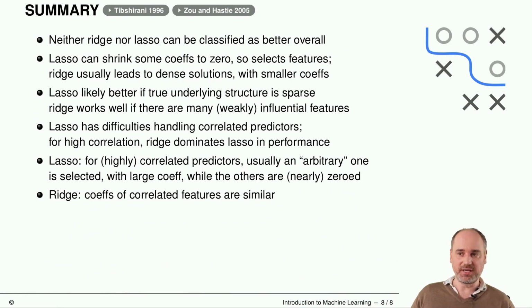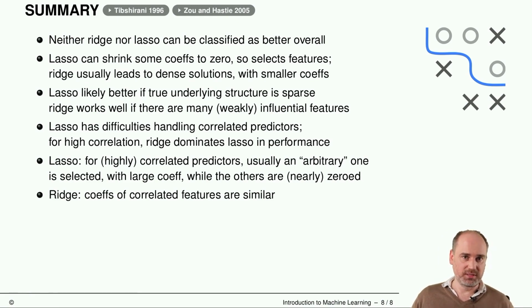Summary until here: neither Lasso nor Ridge can be classified as overall better. What you want to use depends on circumstances and also on the goal of your analysis. Lasso can shrink some coefficients to 0, so it selects features. Ridge usually leads to dense solutions with smaller coefficients. The Lasso is likely better if the true underlying structure is sparse. Ridge, on the other hand, works well if there are many weakly influential features. Both of these techniques you like using on higher dimensional spaces.